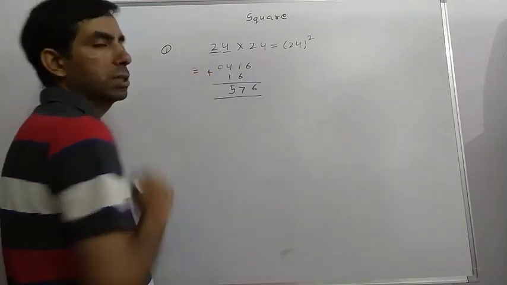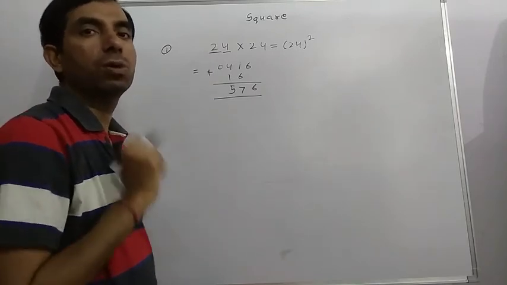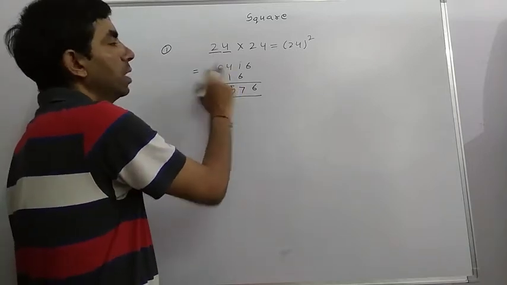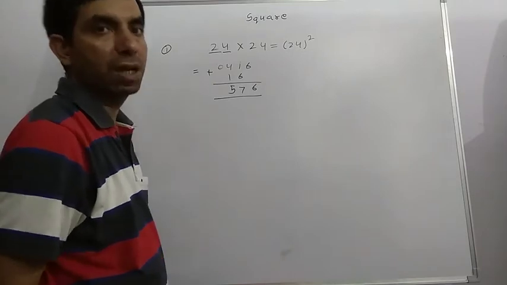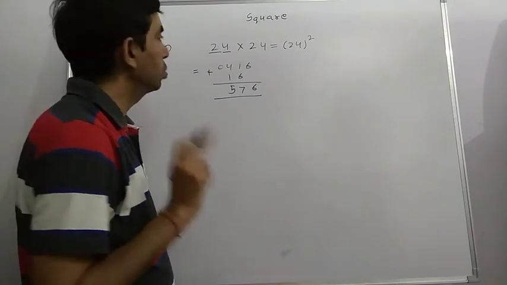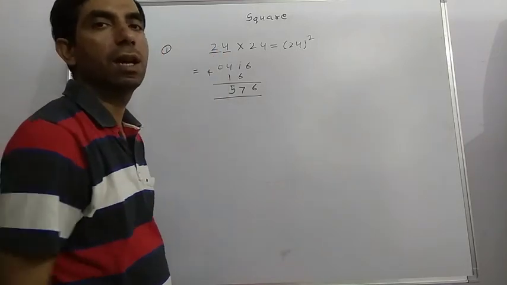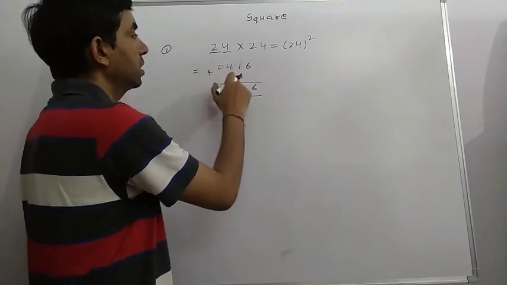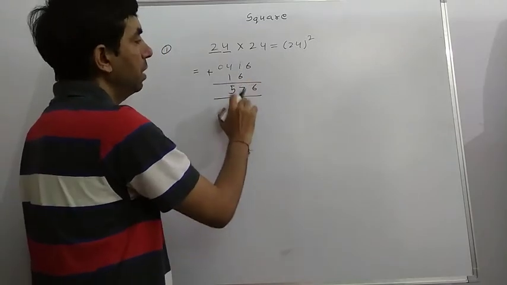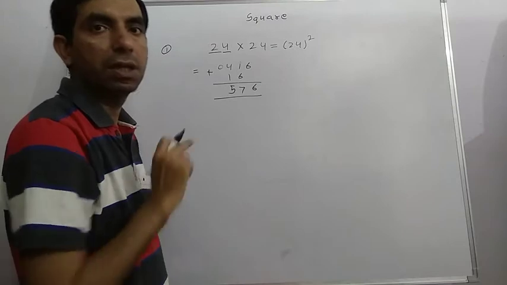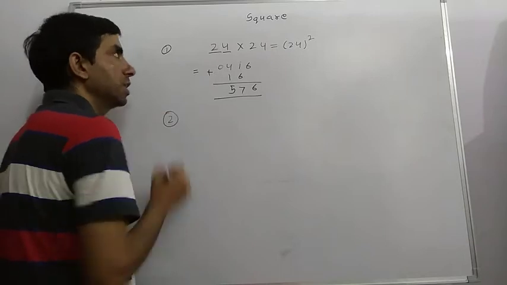Take the first number's square. Square of 2 is 4. But we always write the square in 2 digits, so for the square of 2 we write 04. Square of 4 is 16. So we write 16 because it is already 2 digits. Then take the multiplication, 2 times 4 is 8, and we take the double of the multiplication. 8 times 2 is 16. Here 16, the 6 is as it is. 1 plus 6 is 7. 4 plus 1 is 5. It is our solution. Let's take another number for finding the square.